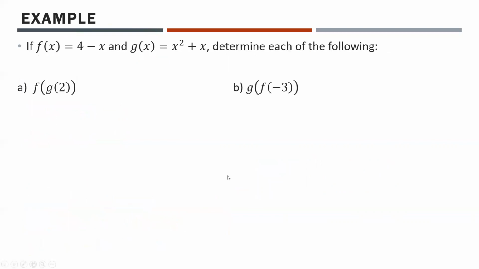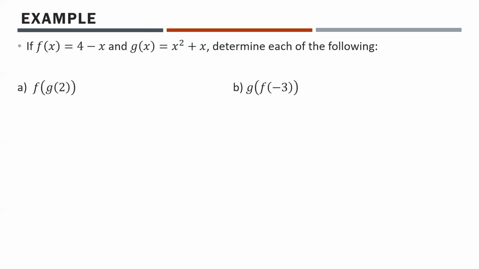Anyway, moving on. All right, so if f of x equals 4 minus x and g of x equals x squared plus x, determine each of the following. f of g of 2. So in these kinds of questions where there's actually a number being put in as your ultimate x, right?